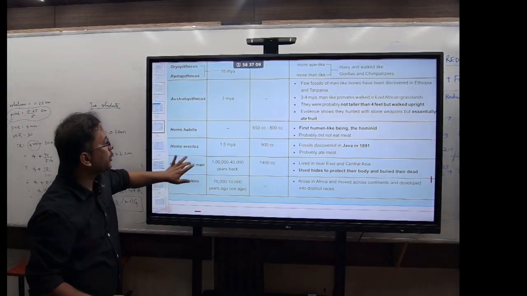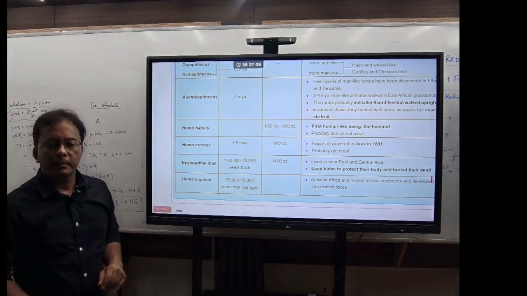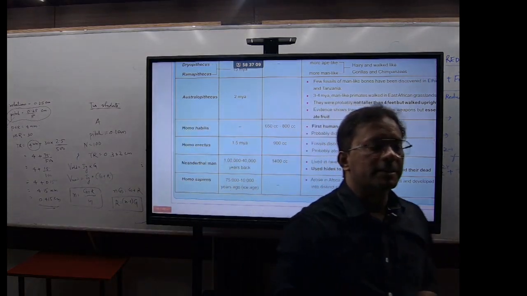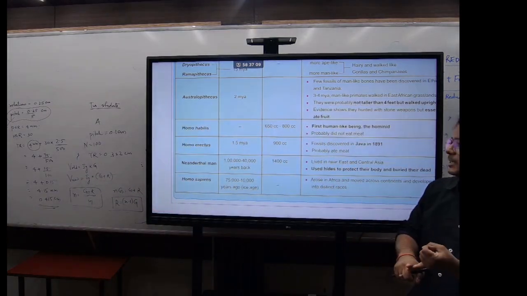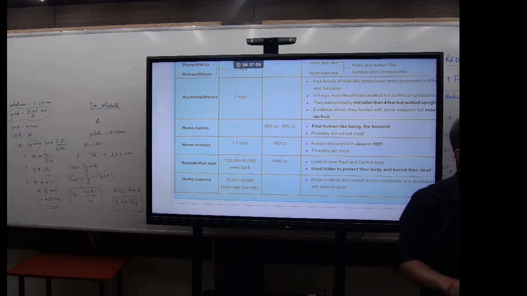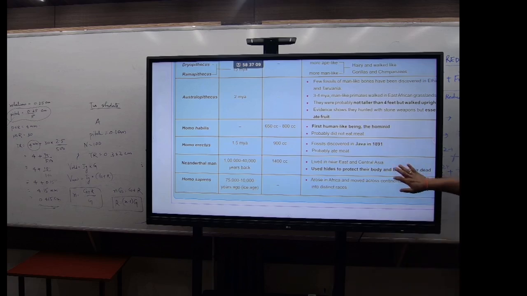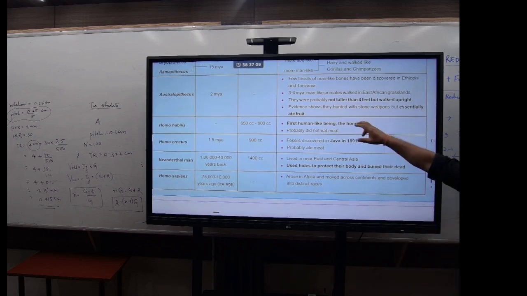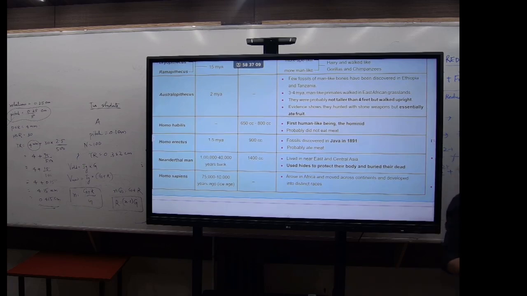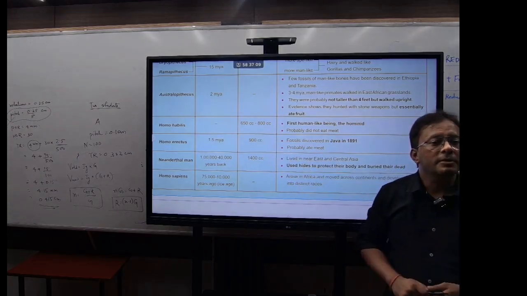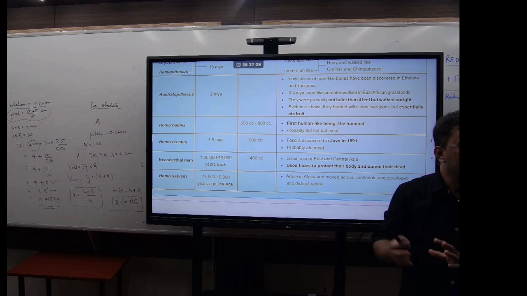Now, next one, the Homo genus. We have Homo habilis, Homo erectus, Neanderthal man, and the Homo sapiens. Homo habilis, they were the first human-like being. You can call them a hominid because they have more characteristics similar to the modern man. And they had a smaller brain capacity actually, 650 to 800 cc, the cubic centimeters.